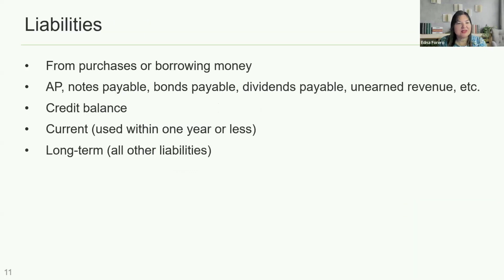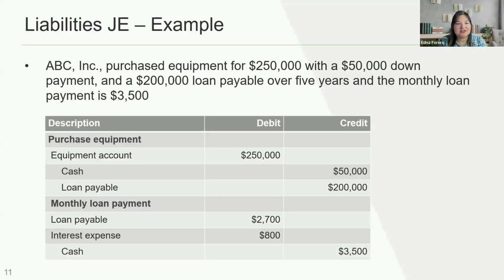Now moving forward with liabilities, we're going to talk a little bit about how those stem from purchases or from borrowing money. They're from accounts payable, notes payable, for example, bonds payable, dividends, unearned revenue, etc. So this is, again, a credit balance. It's current if it's used within 1 year or less, or long-term if it's any other liability. Here's an example for you of that journal entry.